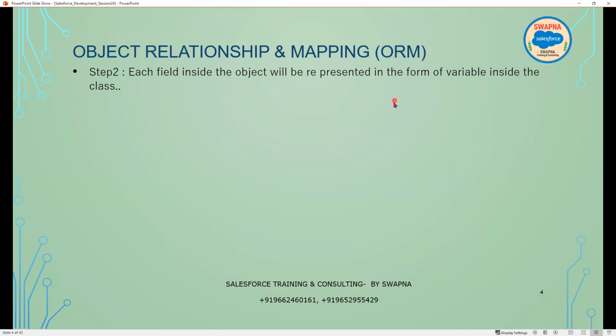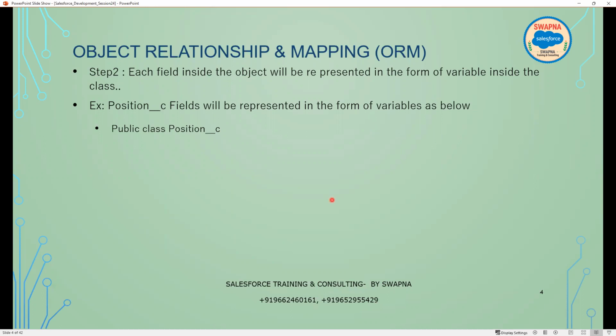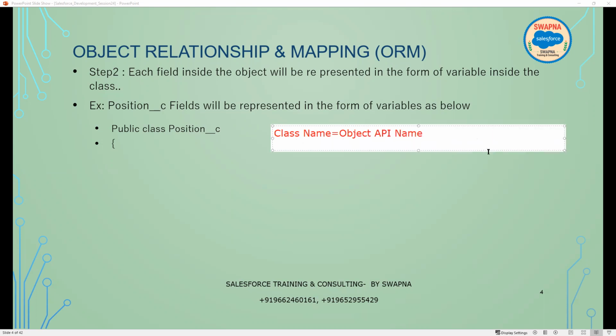Each field inside the object will be represented in the form of a variable inside the class. For example, let's say position is the object, and inside the position we have different fields. Whenever I create a position object, the first thing Salesforce is going to create is a position class. So public class position__c, where the class name equals the object API name. This is the class at the outer structure.